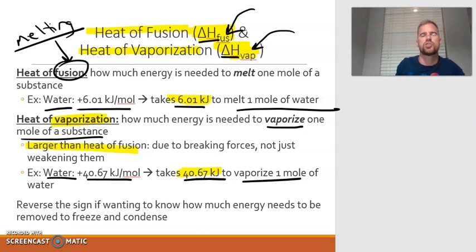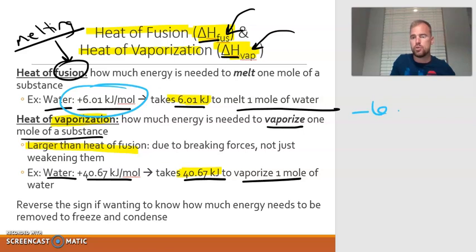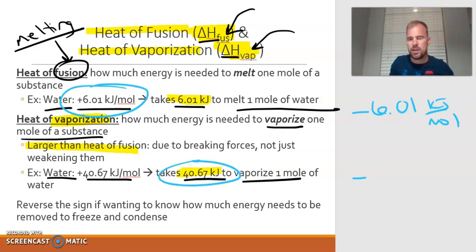Now you notice there's no heat of freezing. There's no heat of condensation. And that's because, well, it's just the opposite. So if you have to add 6.01 kilojoules to melt something, then that means you would have to remove 6.01 kilojoules per mole to freeze it. And if I have to add 40.67, I would have to remove 40.67 to condense it. So you just reverse the sign if you want to know how much energy needs to be removed to freeze or condense.